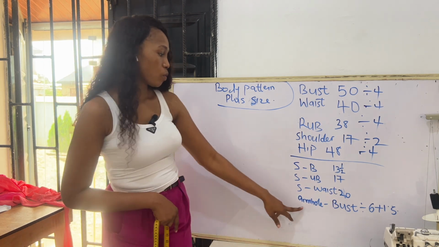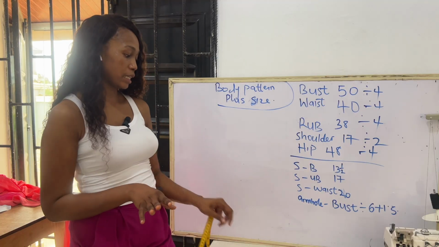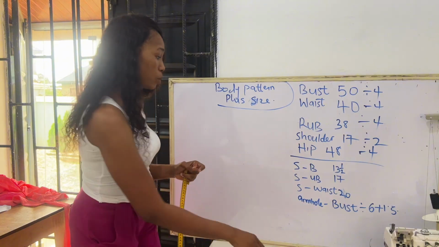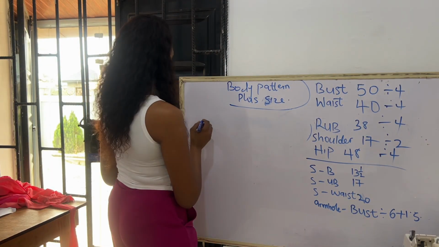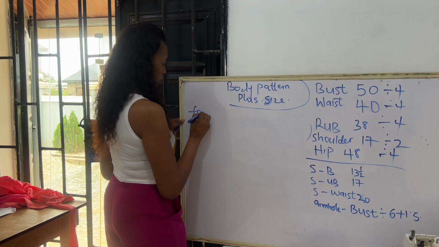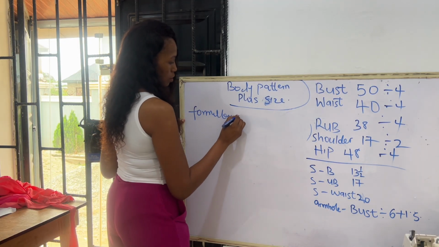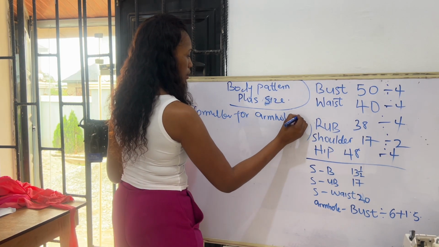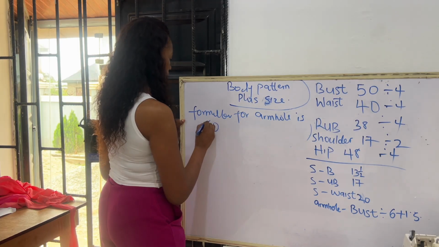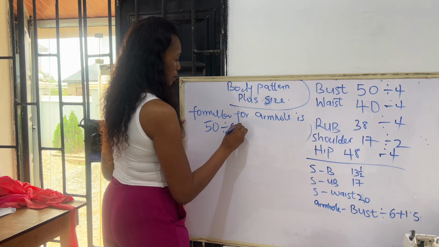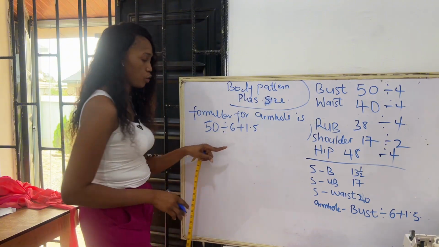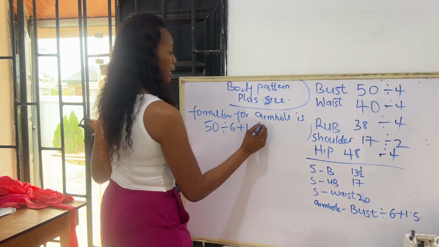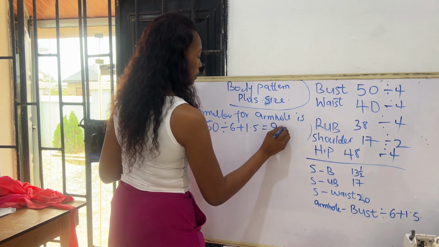Then after that, we'll now go to the armhole measurement. This one, you cannot just determine the armhole measurement. Only what you can do is to get your armhole formula. The formula for armhole is 50 divided by 6 plus 1.5. So for this client, when you divide 50 by 6 plus 1.5, you actually have what we call 9.8.